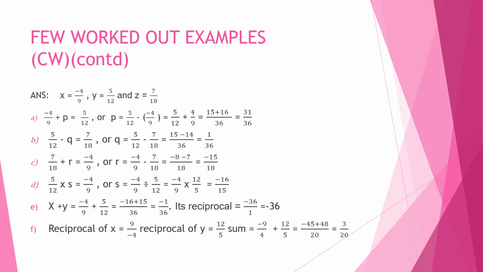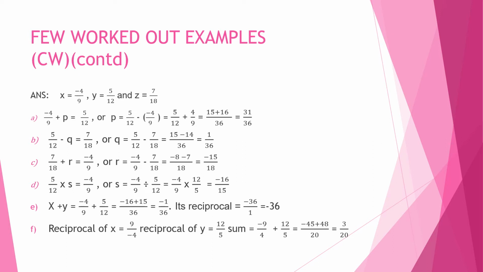Part B, according to the question, it is 5 by 12 minus what will give me 7 by 18. If you bring the unknown value to the left hand side and the constant values to the right hand side, it comes to this. Q is equal to 5 by 12 minus 7 by 18, and following the normal rules of subtraction, we get the answer as 1 by 36.